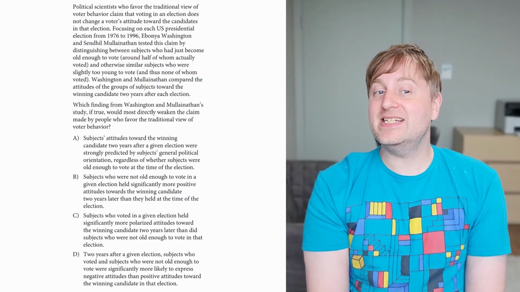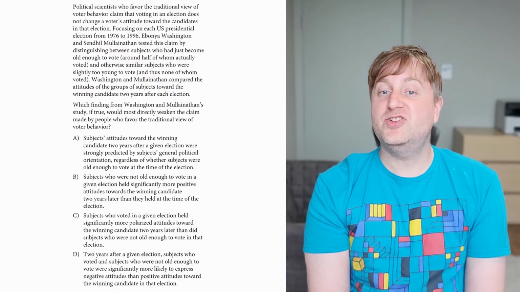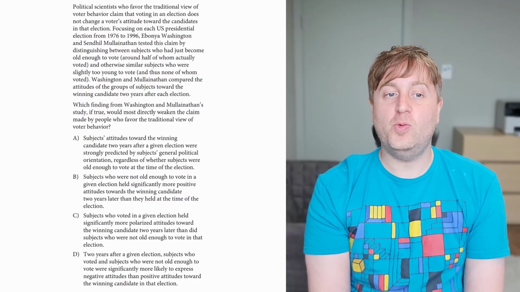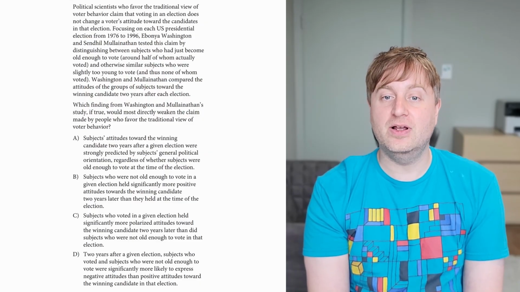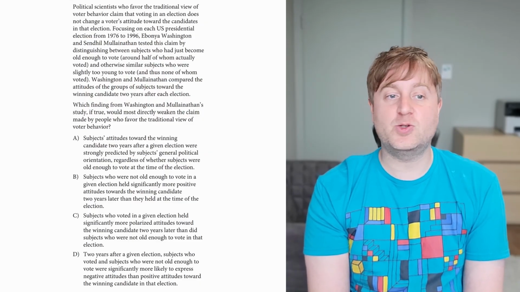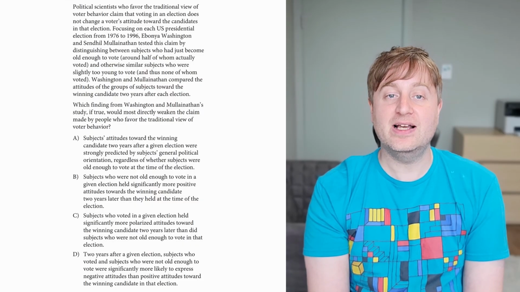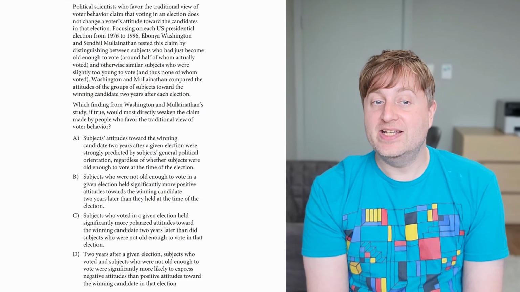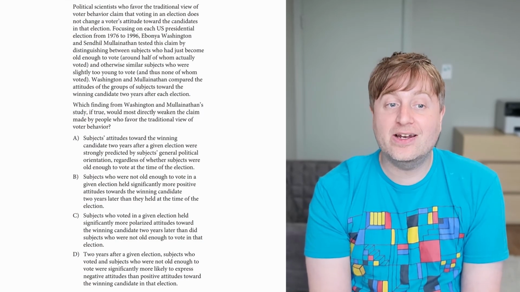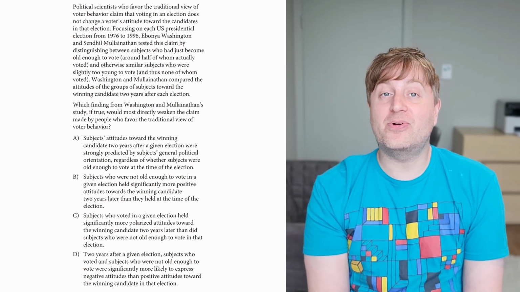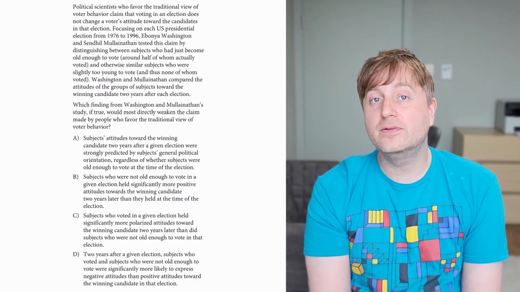A. Subjects' attitude towards the winning candidate 2 years after a given election were strongly predicted by subjects' general political orientation, regardless of whether subjects were old enough to vote at the time of the election. So this answer suggests that whether or not subjects voted had no impact on their attitude, so it goes against our prediction and we can cross it off.